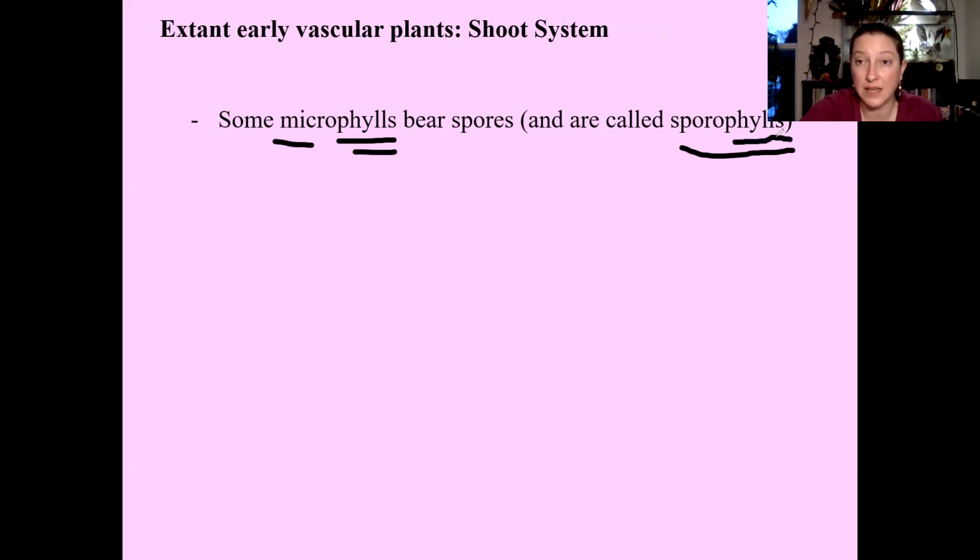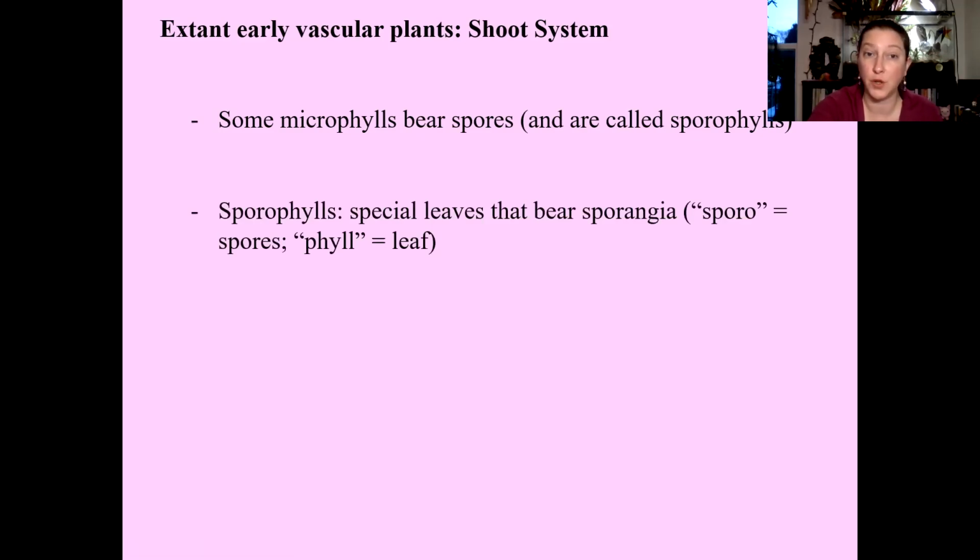Sporophyll: a phyll, a leaf, that has what? A sporangium on it. We will use the term sporophyll many, many times going forward, so don't freak out about learning a new term today. There you go. So sporophylls are leaves that bear the sporangia.